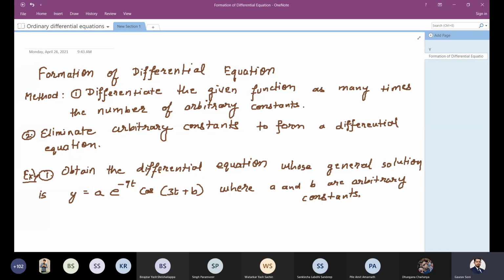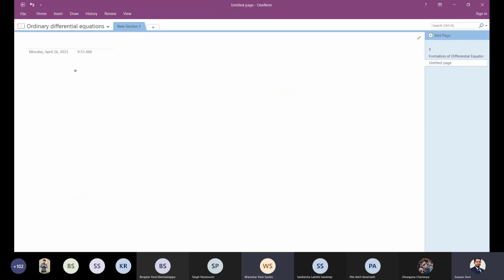I will have to differentiate it 2 times, and I will have to eliminate those a and b from the function. Sir, what is that a e raised to minus 9t? Yes. So y is equal to a e to the power minus 9t cos of, in bracket, 3t plus b.